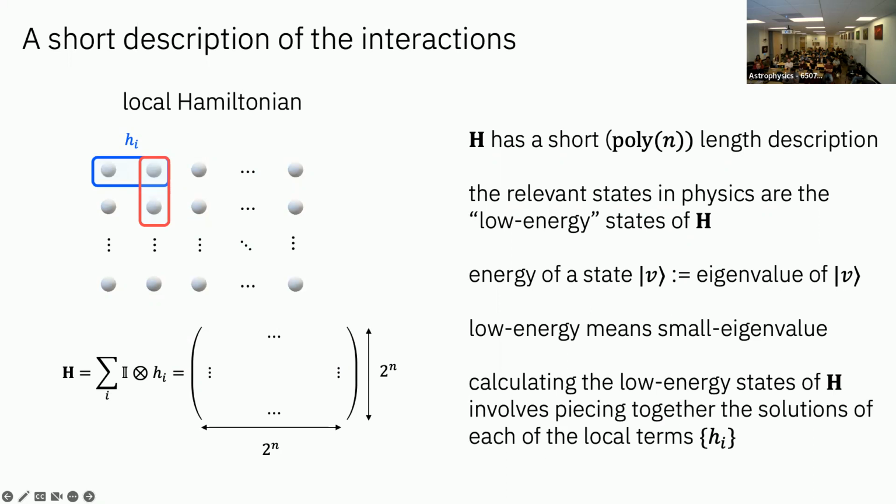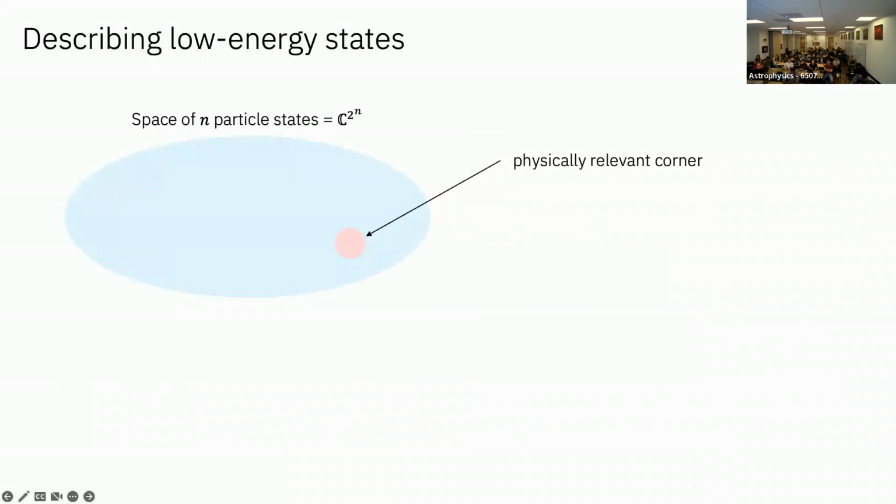So what we want to do is calculate what these low energy states are, what the global solutions might be now that we've put together all the interactions. And so going back to this picture, there's this physically relevant corner. Maybe we should just simplify and say, let's think about low energy states of local Hamiltonians. Let's try to understand these states by themselves.